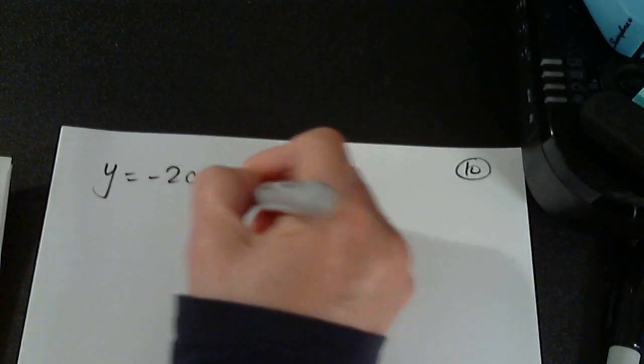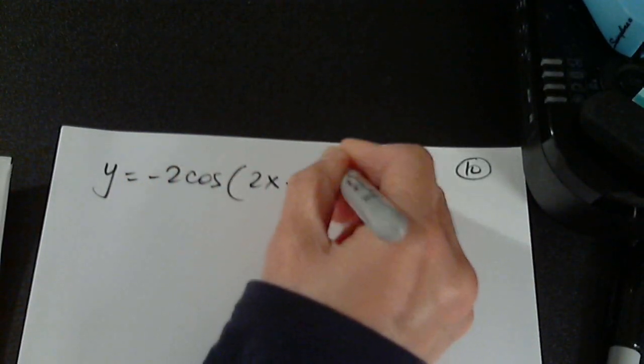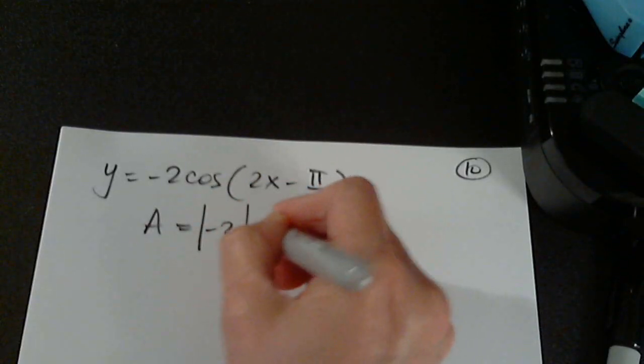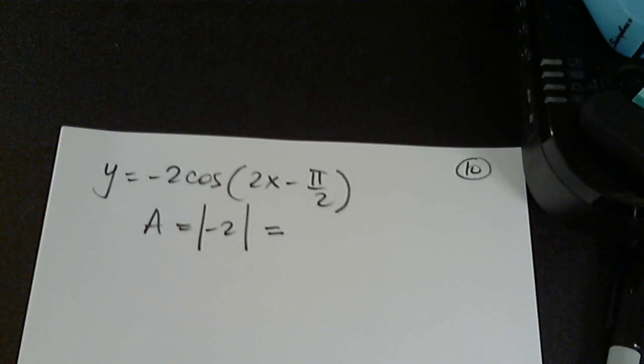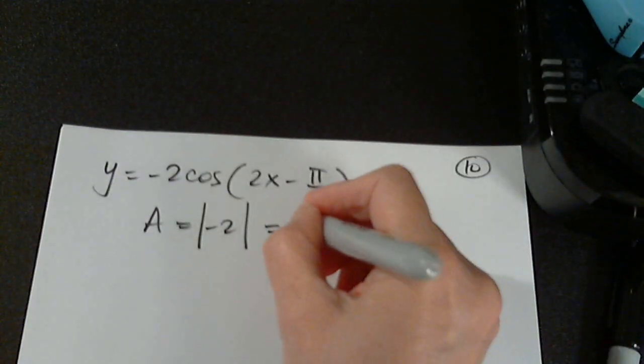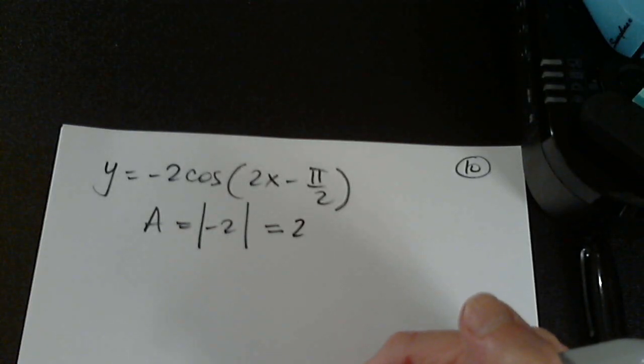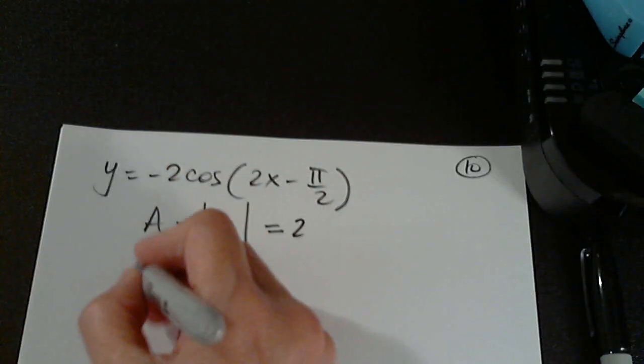So y equals -2 cosine of 2x minus pi over 2. Can anyone give us the amplitude for this function? -2. Careful. In absolute value. Excellent. What is it? 2. Yes. So it is 2, meaning it cannot go beyond 2. It cannot go below -2. Okay, perfect. Can anyone give us the period?